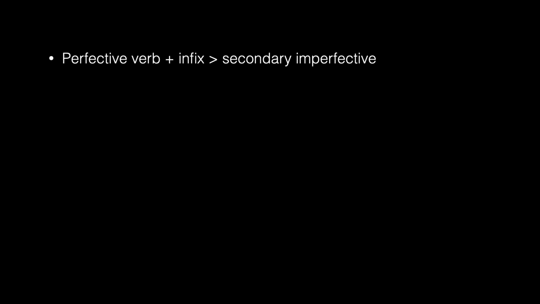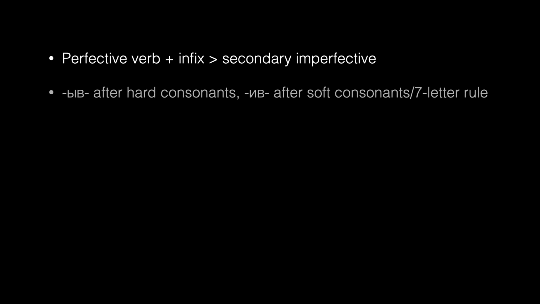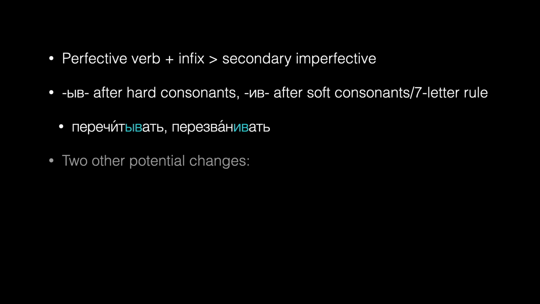Summing up, when we create a perfective verb using a prefix that adds to the meaning of the verb, we can use an infix to create an imperfective that preserves that new meaning. We spell this infix iv after a hard consonant, iv after a soft consonant, or in accordance with the 7-letter spelling rule. 2 other changes are common when creating these secondary imperfectives.